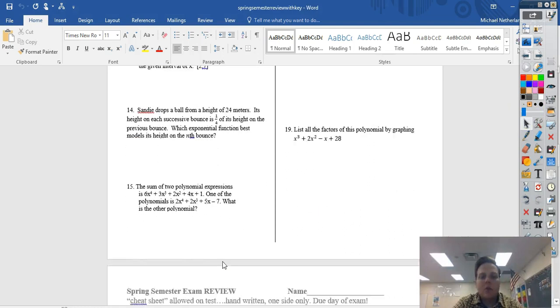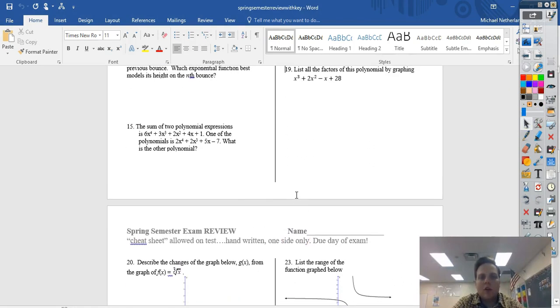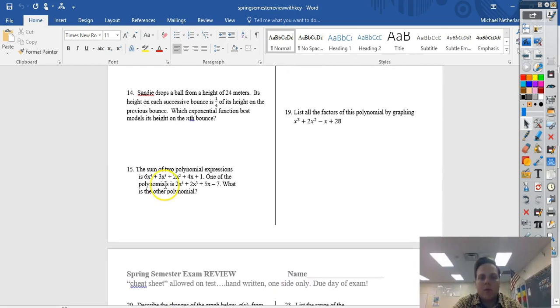The sum of two polynomial expressions is 6x to the 4th plus 3x cubed plus... Okay, you can read that. One of the polynomials is this. What is the other polynomial? So in other words, I added this polynomial with some other polynomial, and I got this polynomial. Okay? So, guys, just think through this part.